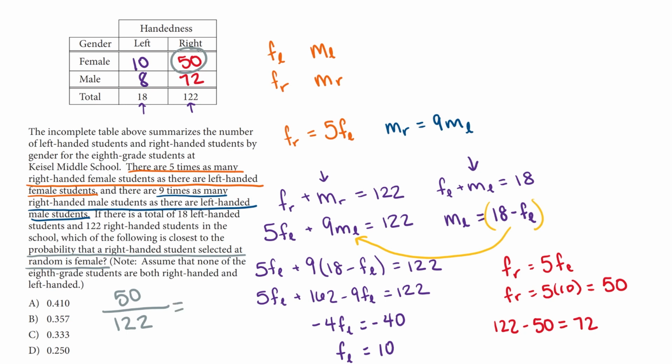We want to know that a right-handed student selected at random is female. So when we do this, we get 0.40983, which is approximately 0.410 chance of getting a right-handed student that is female. So our answer is letter choice A.